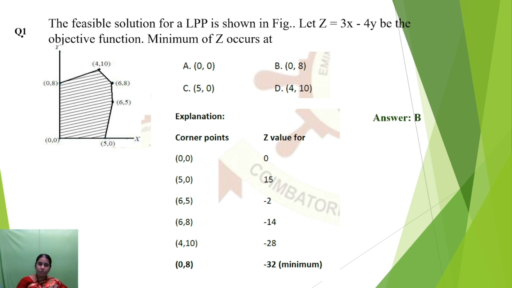If the question asks to maximize z, then we have to calculate the maximum value, and the maximum value will give the answer. Now, in this problem, they are asking for the point at which the minimum of z occurs. Here z takes the values 0, 15, -2, -14, -28 and -32. The minimum value is -32, which occurs at the point 0, 8. Therefore, the answer is 0, 8, which appears in option B.